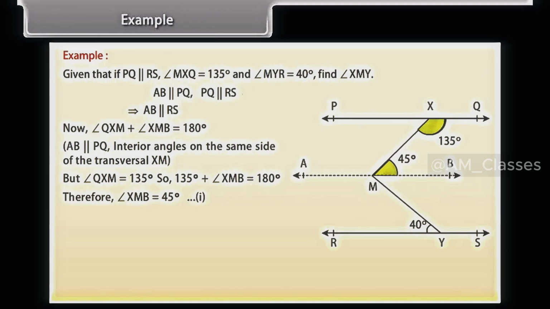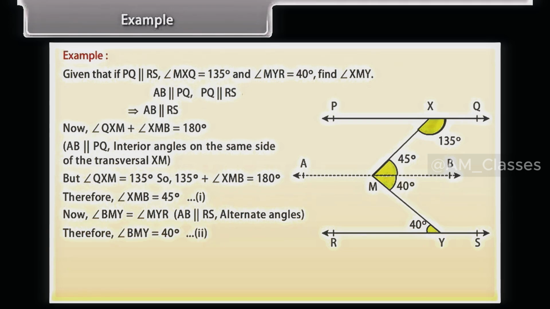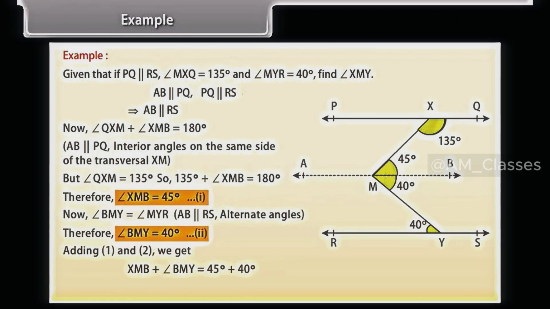Mark it as 1. Now, angle BMY is equal to angle MYR because AB is parallel to RS, so these are alternate angles. Therefore, angle BMY is 40 degrees. Mark it as 2. Now, adding 1 and 2 we get angle XMB plus angle BMY is equal to 45 degrees plus 40 degrees. Hence, angle XMY is equal to 85 degrees.